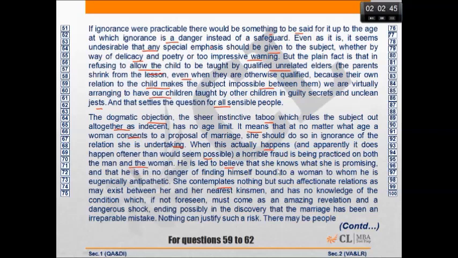He is led to believe that she knows what she is promising, and that he is in no danger of finding himself bound to a woman to whom he is eugenically antipathic. She contemplates nothing but such affectionate relation as may exist between her and her nearest kinsman, and has no knowledge of a condition which, if not foreseen, must come as an amazing revelation and a dangerous shock, ending possibly in the discovery that the marriage has been an irreparable mistake. Nothing can justify such a risk.